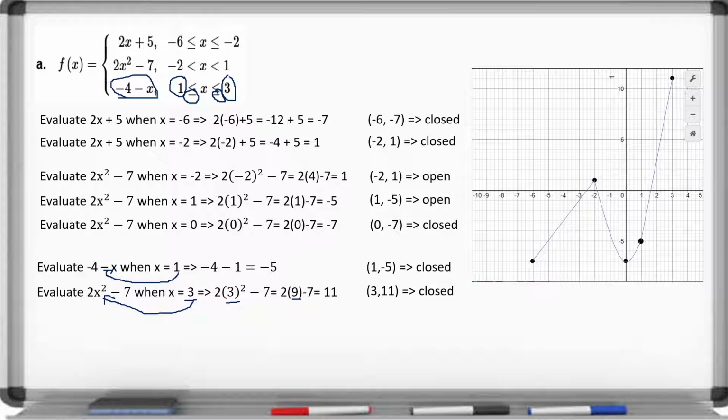All right, so now let's look at our domain. If we look at this, we have x equals negative 6 for this point right here, and we have x equals 3 for this point right here. So if we were to look at the graph, well, the graph is between those two x coordinates, so our domain is negative 6, 3.